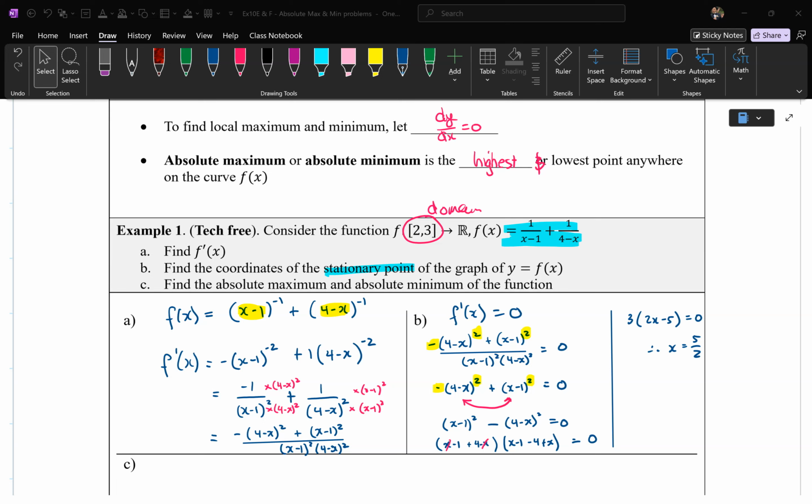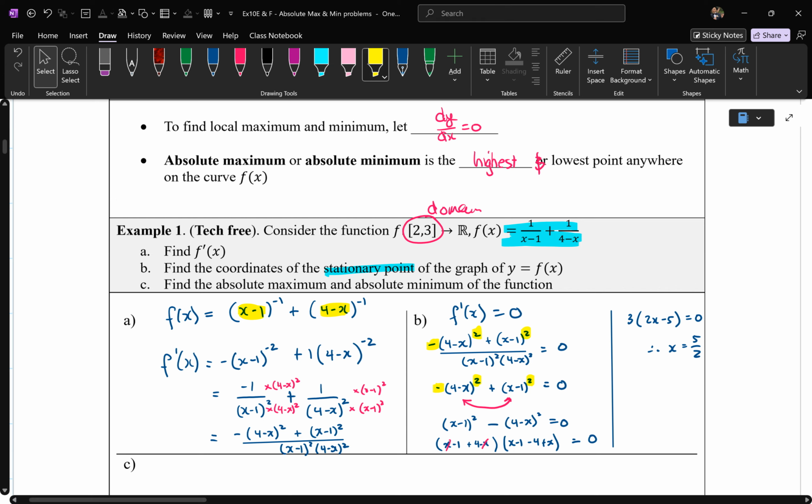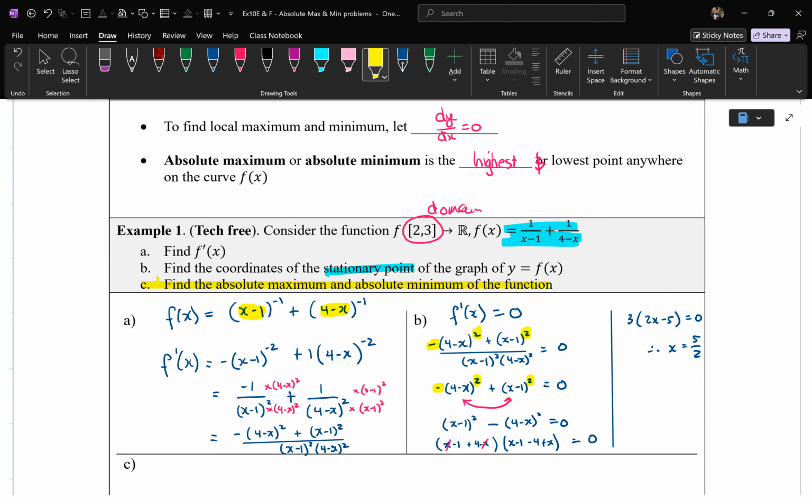Okay, team. So, let's look at the logic. Remember, the first two parts were just more of a guidance question. The real question was actually part C: find the absolute maximum and minimum of the function. That's what they actually wanted you to do. Part A and part B were guidance. So we've just found the derivative, which gives the stationary point. We found the stationary point at x equals 5 on 2.